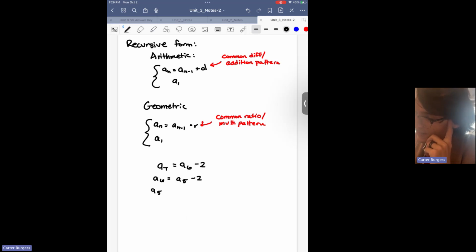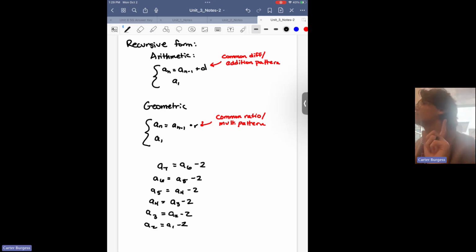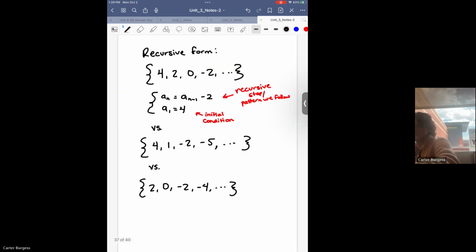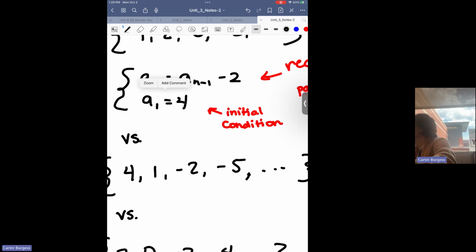No, still don't know anything about that. Okay, but that's fine. What is a sub 5 going to be the same as? A sub 4 minus 2. Okay, cool. Still don't know anything about a sub 4, but a sub 4 is a sub 3 minus 2, which is going to be a sub 2 minus 2, which is going to be a sub 1 minus 2. Now, we do know what a sub 1 is. What's a sub 1 here? So a sub 1 is 4.